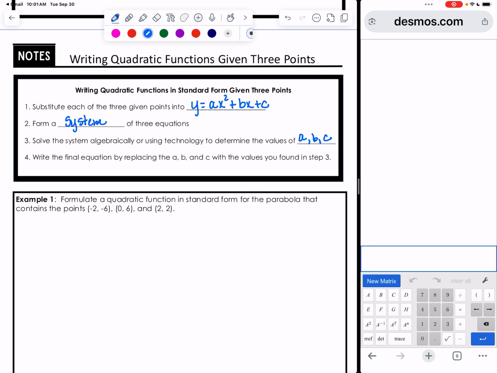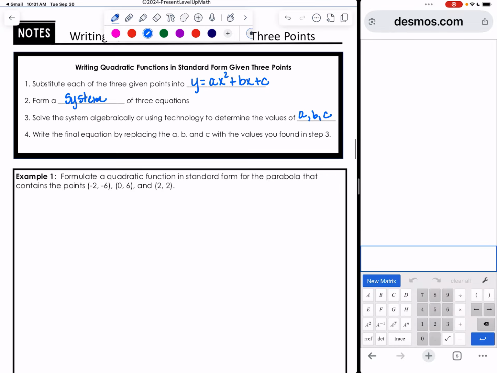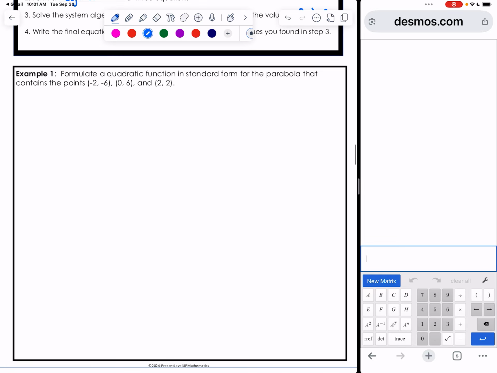So in example 1, I'm going to walk you through an example where we're going to solve it algebraically. It says formulate a quadratic function in standard form for the parabola that contains the points (-2, -6), (0, 6), and (2, 2). Before we start, I just want to remind you of our standard form formula: y equals ax squared plus bx plus c. And what we're trying to do is find the values of a, b, and c.